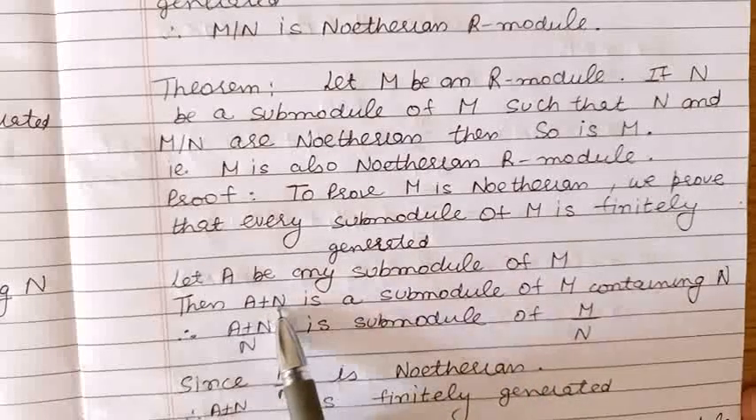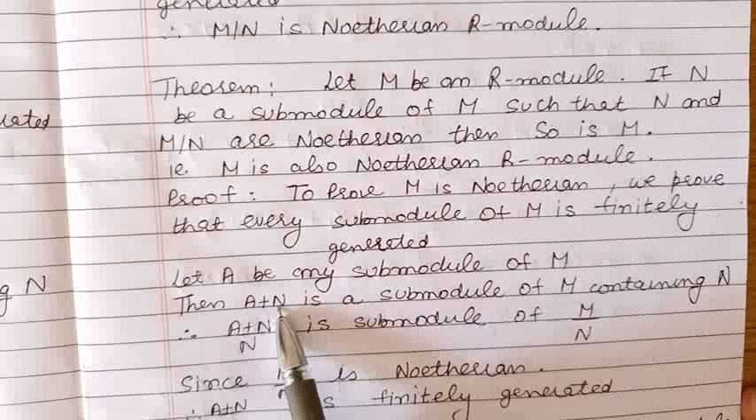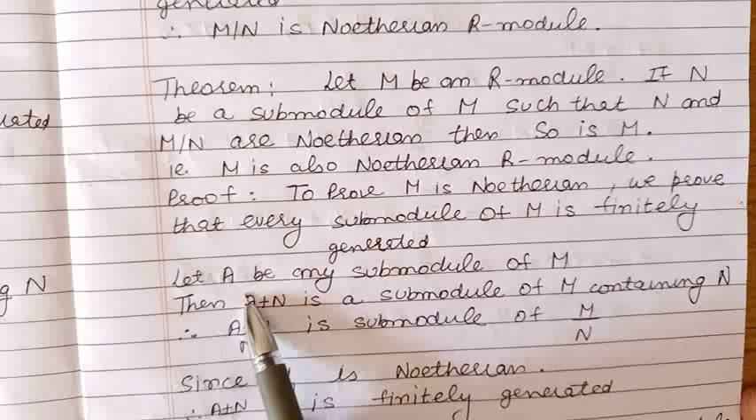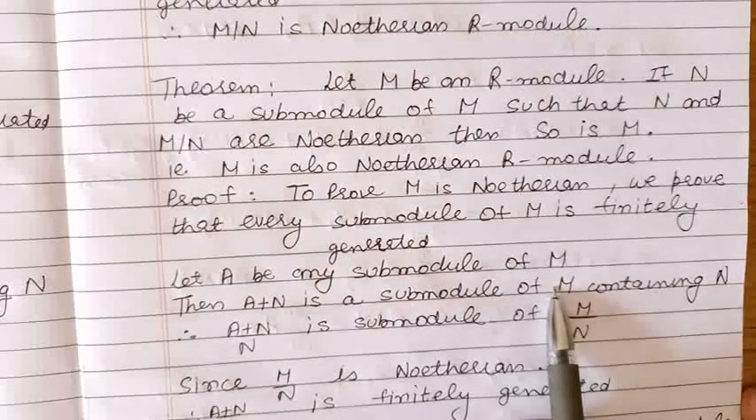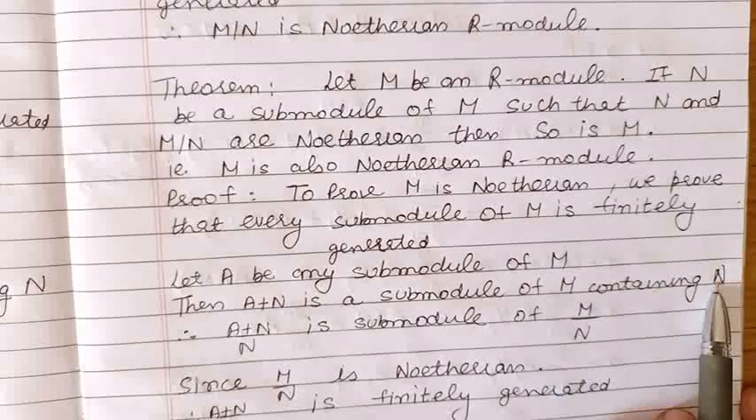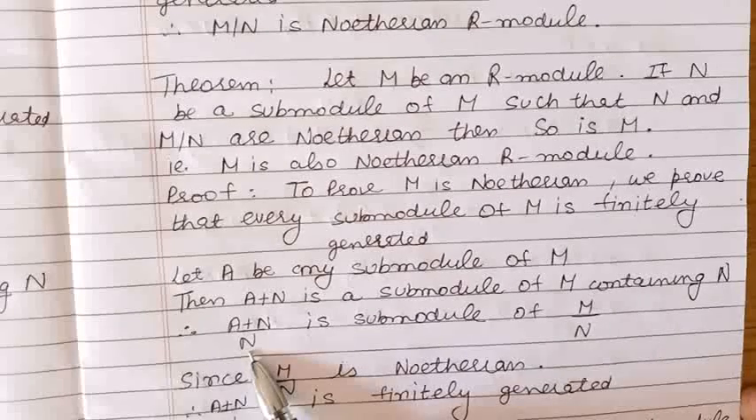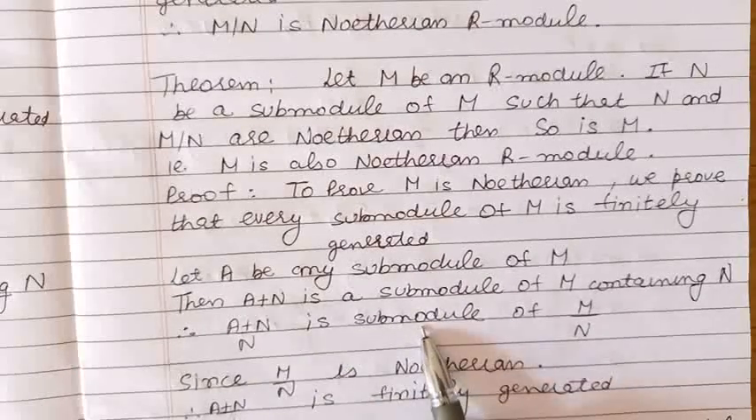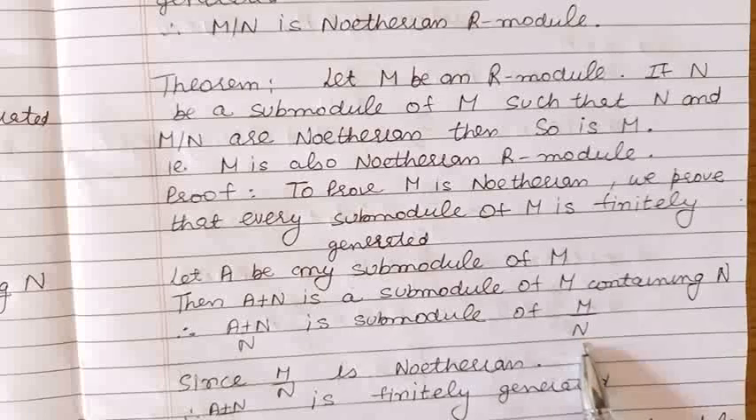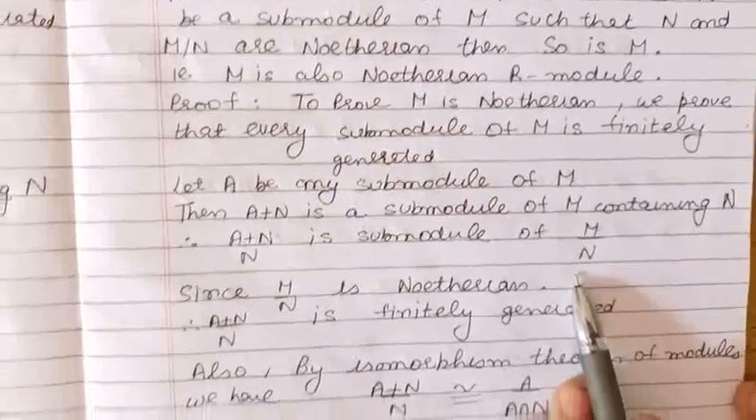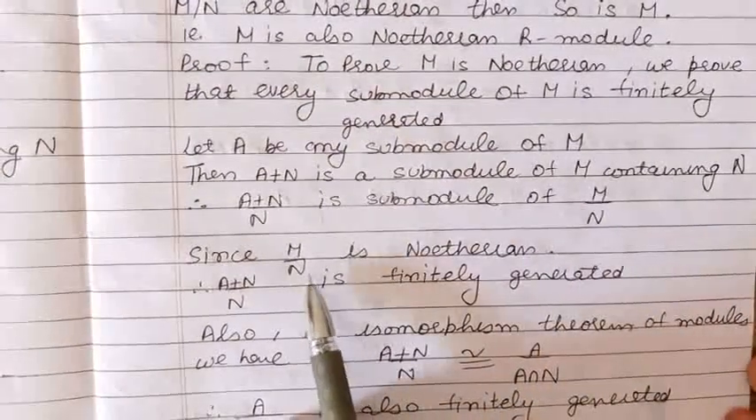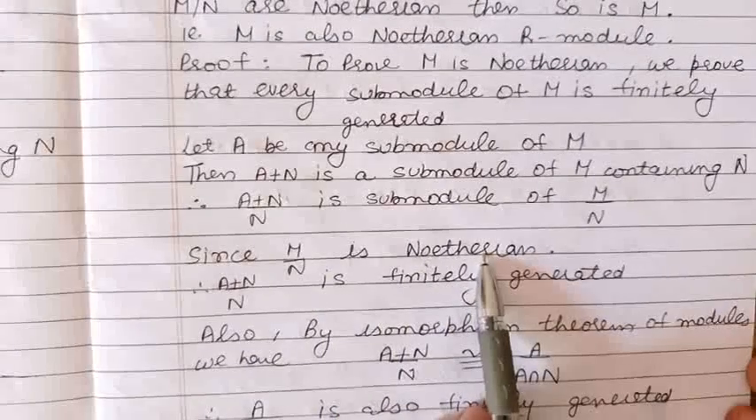Now, N is also a submodule of M, and the sum of submodules is again a submodule of M. So, A plus N is a submodule of M, and it also contains N. So, by definition, (A plus N) by N will be a submodule of the factor module M by N. Now, we are given that the factor module M by N is noetherian.